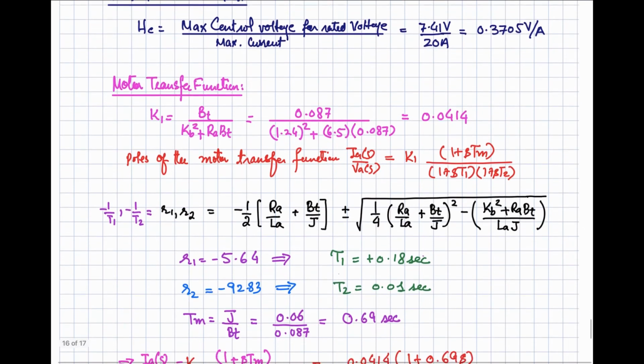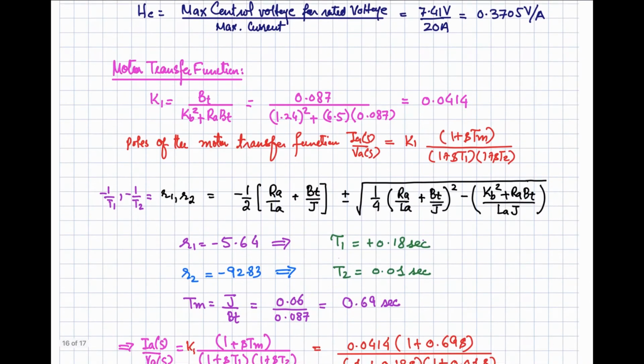Okay, so now let's come towards the motor transfer function we have discussed in the previous videos. First of all, we are going to calculate K1. K1 is given as BT divided by KB square plus R into BT. So this is K1, and now we can use this transfer function that relates the input voltage with the current in your machine. So we are going to calculate all of these parameters. First of all, the K1 that we have calculated with the help of this expression.